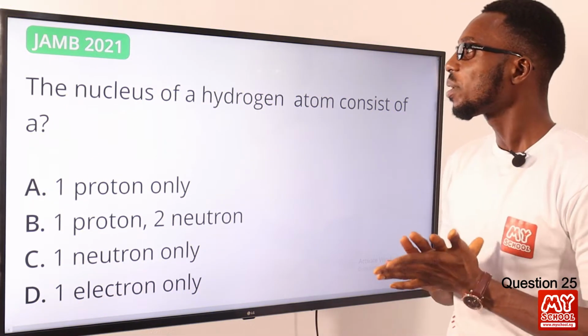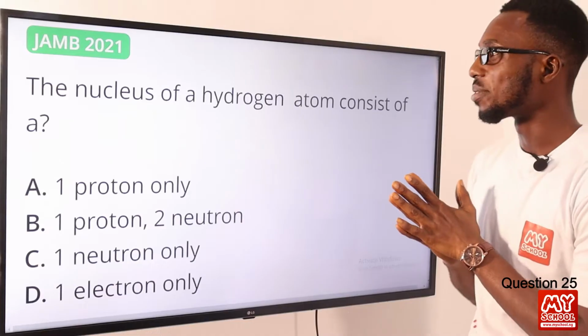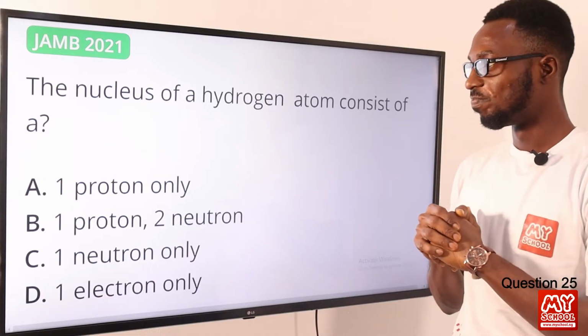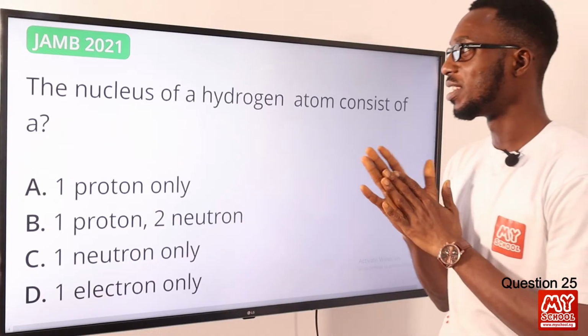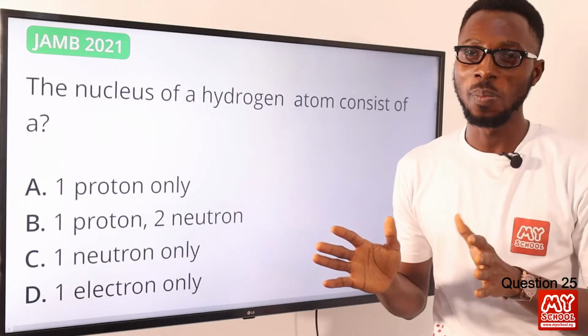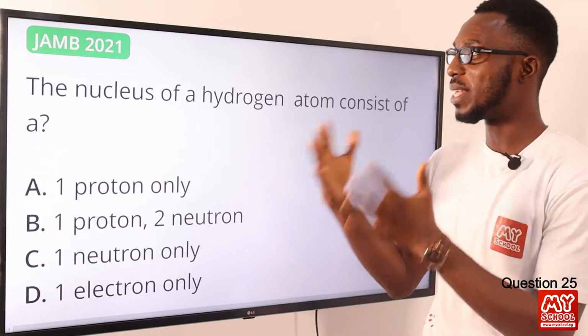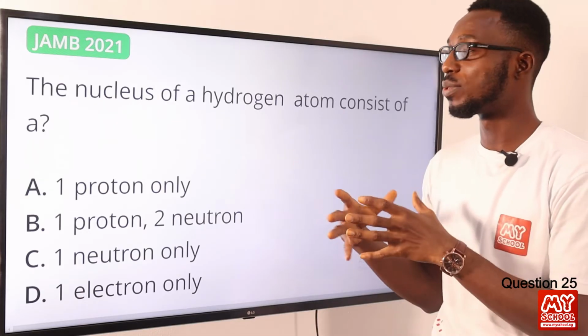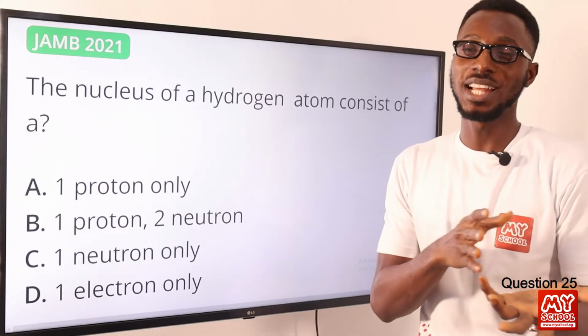25. The nucleus of a hydrogen atom consists of a what? So basically, when you talk about the nucleus of an atom, okay, that is hydrogen, nitrogen, or what have you, you're talking about the basic things you should find there. They are the proton and the neutron.